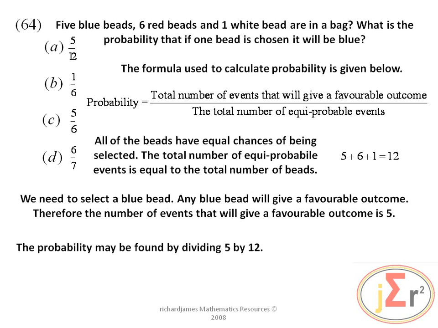The probability may be found by dividing 5 by 12. So 5 is the total number of events that will give a favorable outcome, and 12 is the total number of equiprobable events, so we will have 5 over 12. Probability is equal to 5 over 12. The answer is option A.